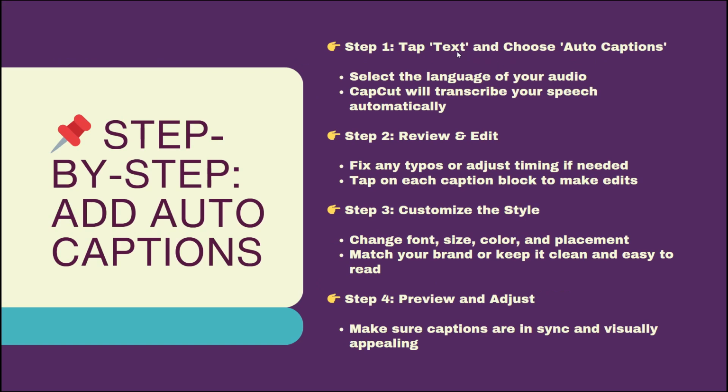So we're going to pop into CapCut and we're going to tap on text in the mobile version or click on text at the top in the desktop version and choose auto captions. Select the language of your audio and CapCut will transcribe your speech automatically. Then just review and edit. So fix any typos or adjust timing if you need to. Tap on each caption block to make your edits.